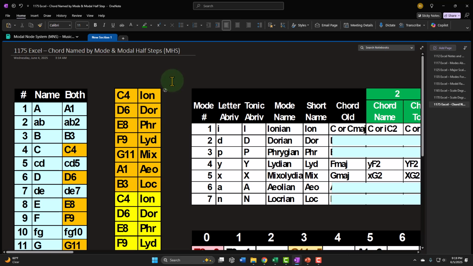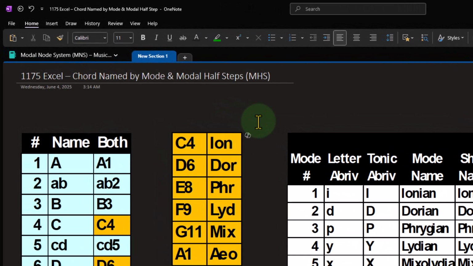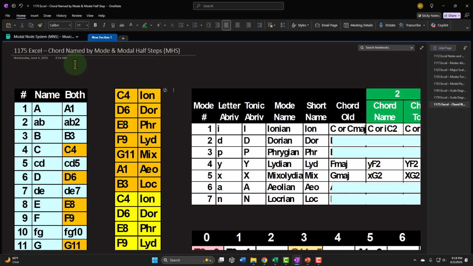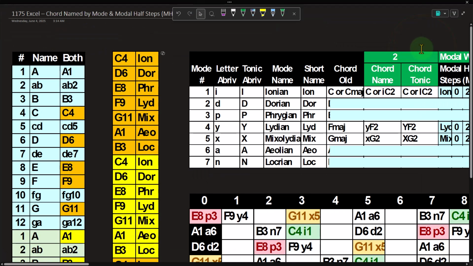Not required to, but if you have access to it and would like to follow along, we're currently in the OneNote file of the Modal Node System, MNS presentation 1175 Excel. Chords named by mode and modal half steps. List of presentations on the right-hand side. We plan on adding plenty more to it shortly.